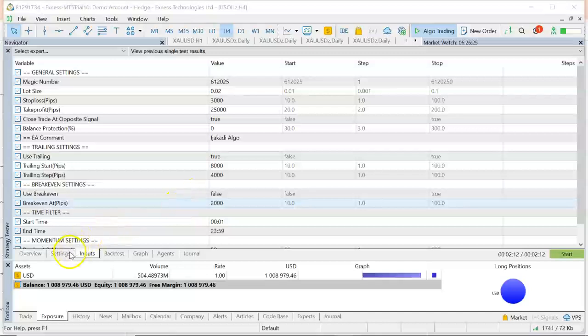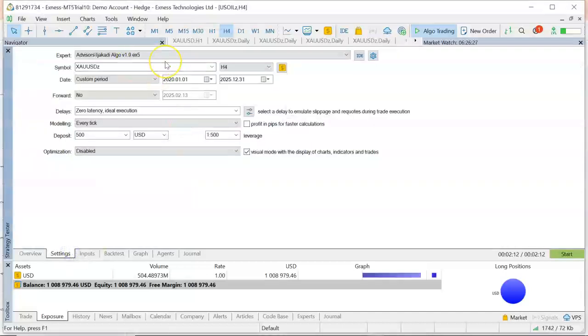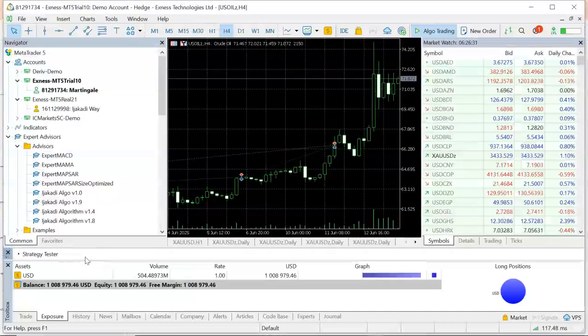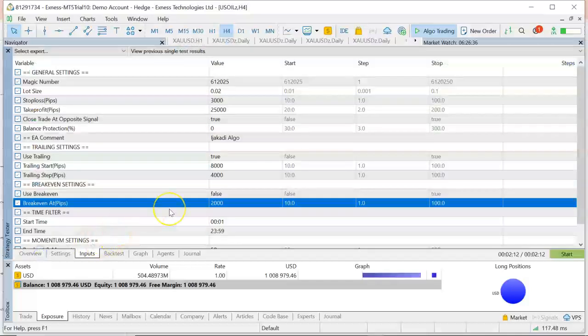So if you check this out, you can see this is version 1.9 of the Ijakadi trading algorithm. Let me go to this. Yeah, so this is version 1.9 of the algorithm, as you can see. This is built specifically for traders with lesser capital.